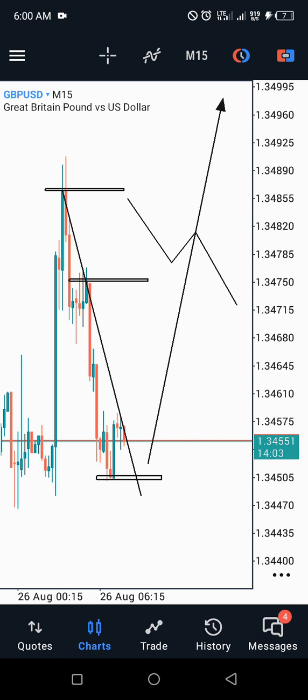So go try that out. Use a 1 to 5 risk-to-reward ratio, guys, so you make the most out of the market.